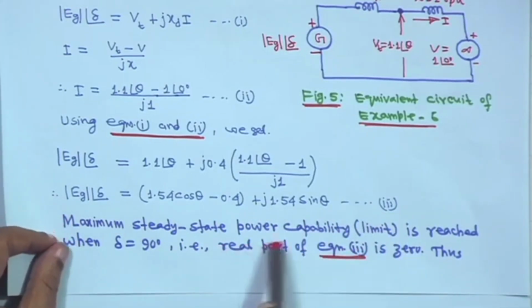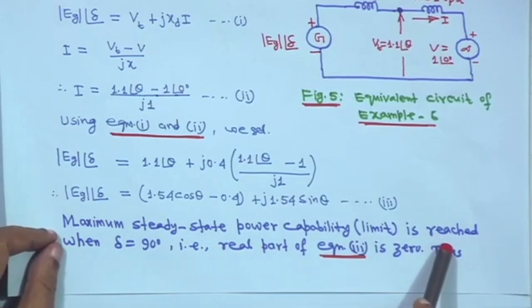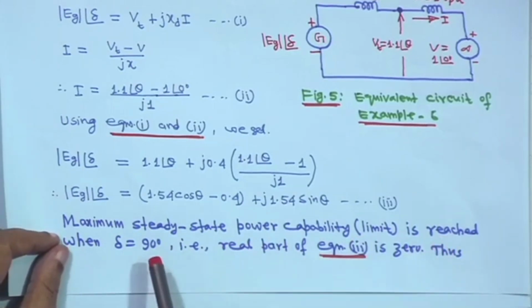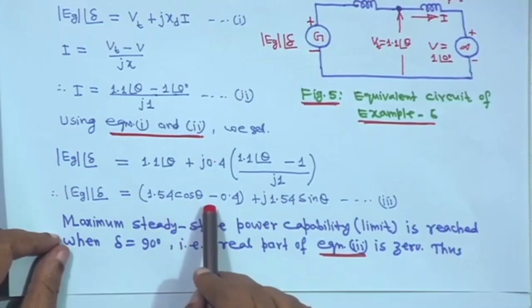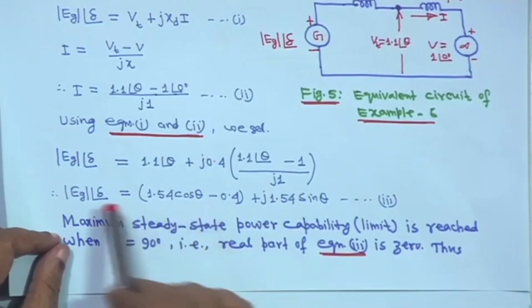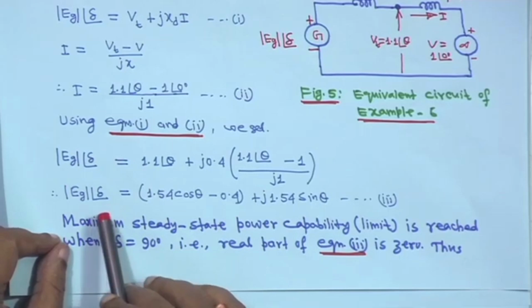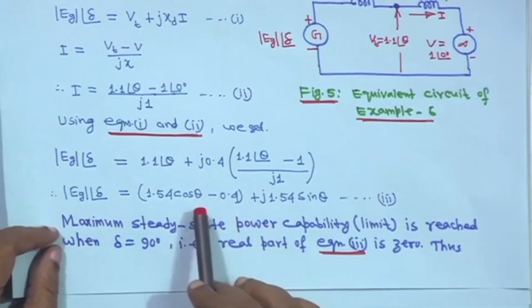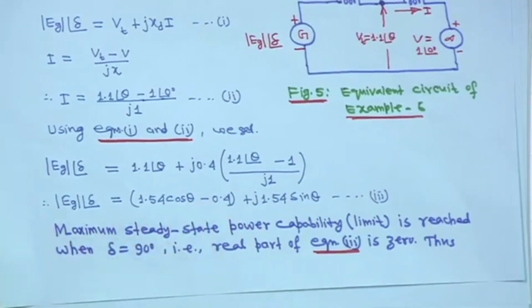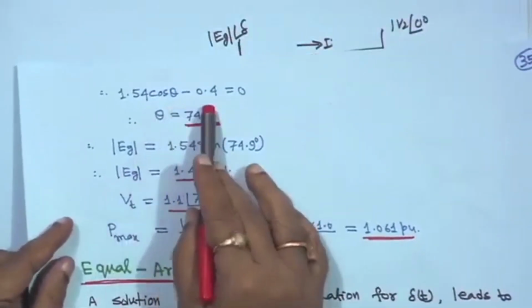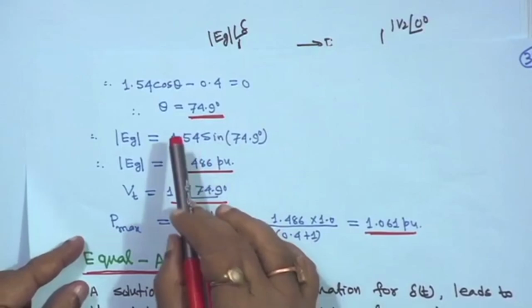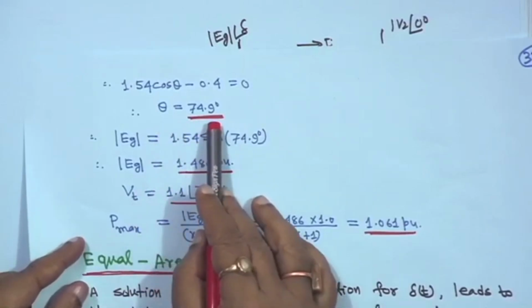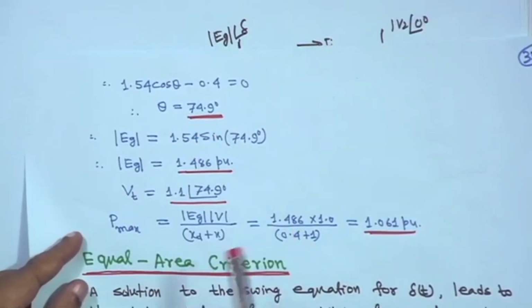Now, the maximum steady state power capability limit can be reached when delta is equal to 90 degrees. That means the real part must be 0. If the real part is 0, then delta will become 90 degrees. So if you put the real part equal to 0, you will get the theta value. That means 1.54 cos theta minus 0.4 is equal to 0, therefore theta is equal to 74.9 degrees.